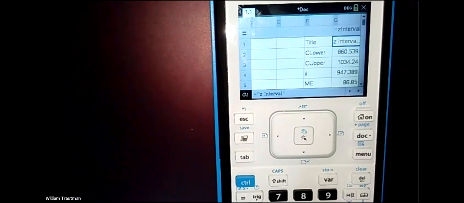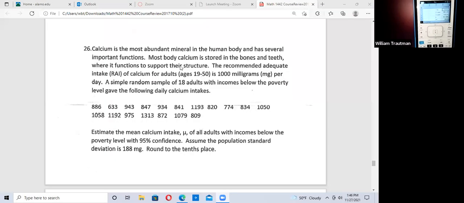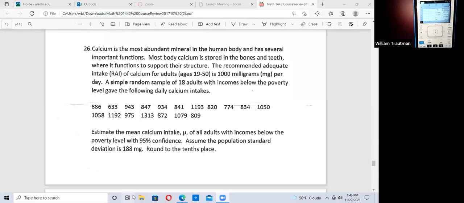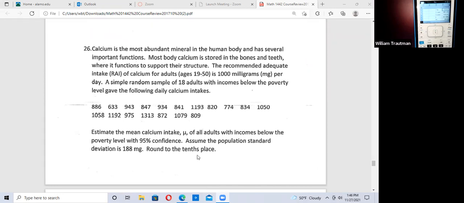I'm going to say this is the correct answer, but in the assignment sheet, I don't think number 26 is written correctly. So it should be 860.5, and then the high should be 1034.2. The confidence interval is 860 to 1034. So yes, I do know it's not the same answer as in the answer key, but this is more accurate. Hopefully it is correct. It looks like all my numbers are right.